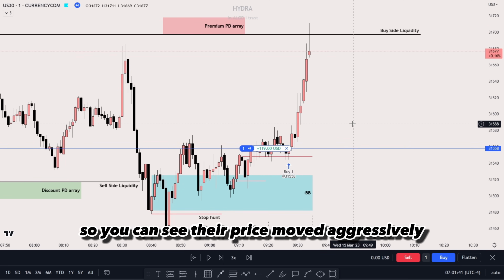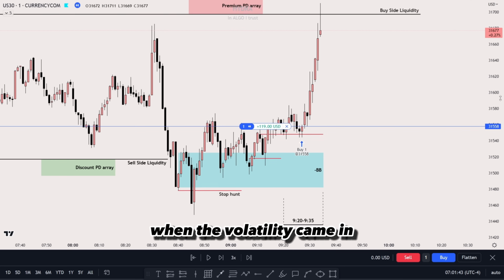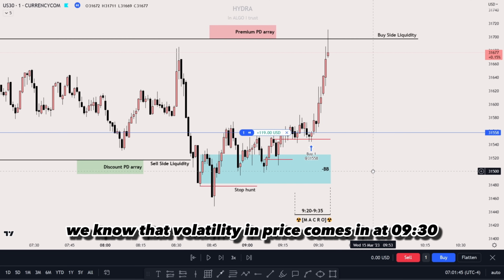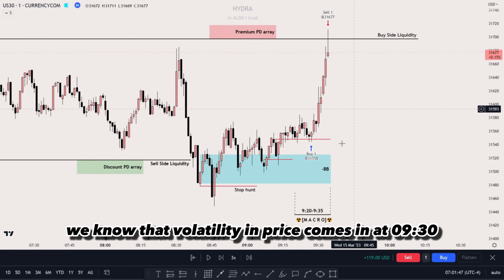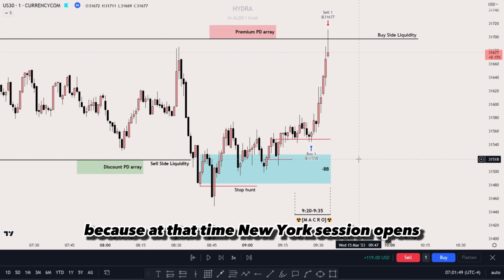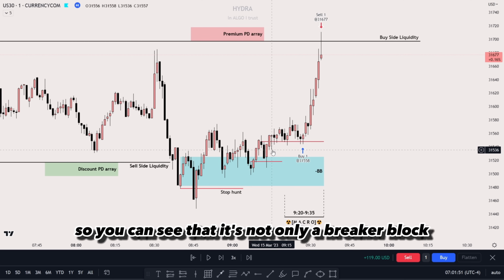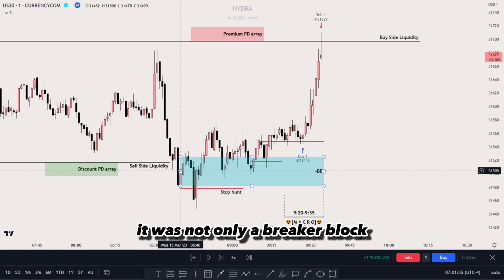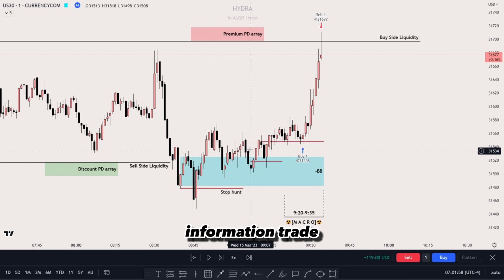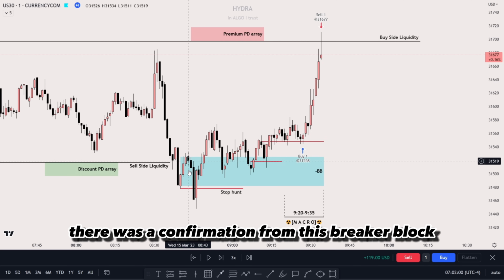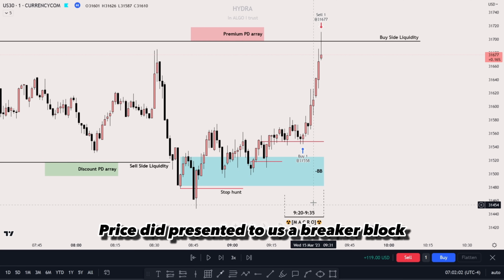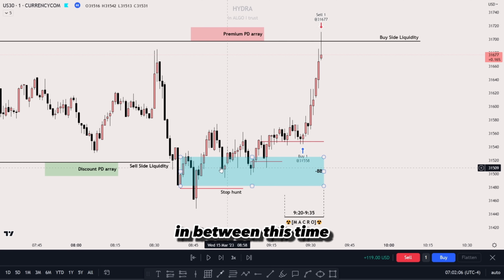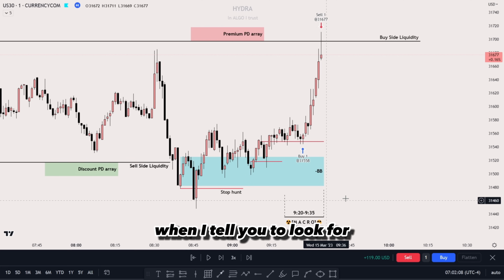So you can see the price moved aggressively when the volatility came in. We know that volatility in price comes in at 9:30 because at that time the New York session opens. So you can see that it was not only a breaker block confirmation trade. There was a confirmation from this breaker block at first, right? Price did present to us a breaker block in between this time when I told you to look for.